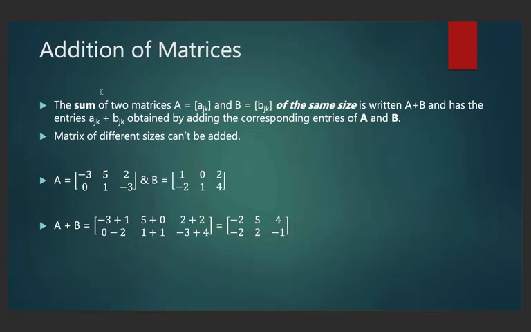Now, addition of matrices. Matrices can only be added when the number of rows and columns are equal. That means only matrices of the same size can be added, and the sum is obtained by adding the corresponding entries of A and B. Matrices of different sizes cannot be added. You can see I have given a small example.